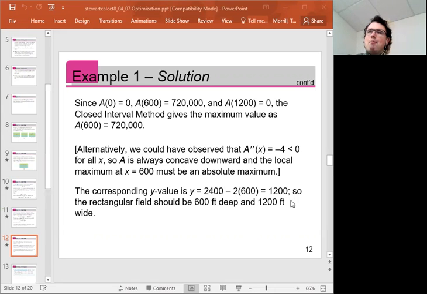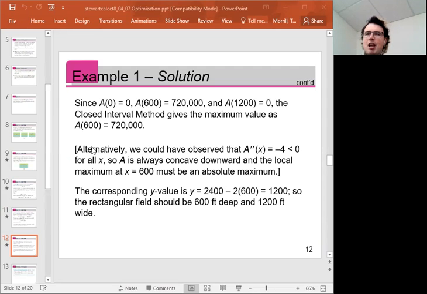So my only 3 places where the maximum could have been was at x equals 0, x equals 600, and x equals 1,200. If I want the global maximum, right, what is the optimum value here? I'll just take the biggest one of these y coordinates that I saw. And that was at x equals 600.